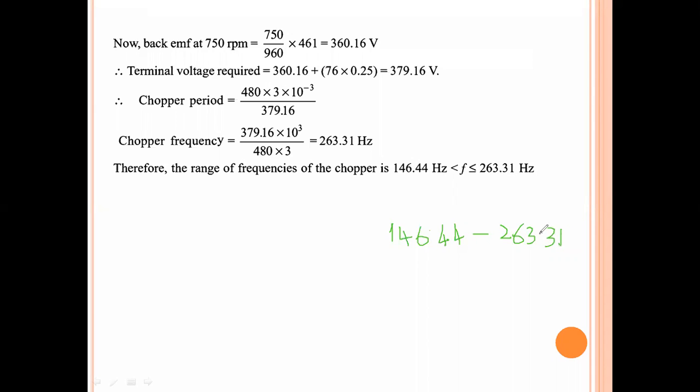So he asked to calculate the frequency range from 400 RPM to 750 RPM. So the frequency range is from 146.44 hertz to 263.31 hertz, which is the chopper operating frequency for the given speed range. Okay, so this is how we can calculate the frequency range.